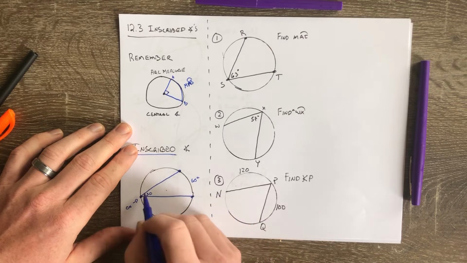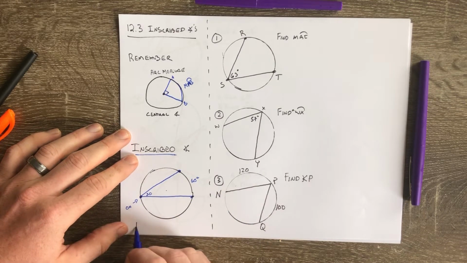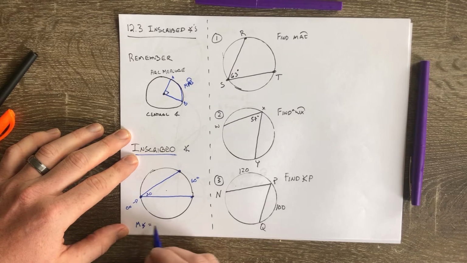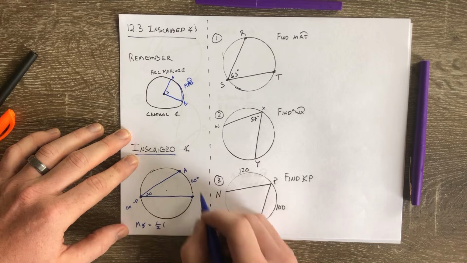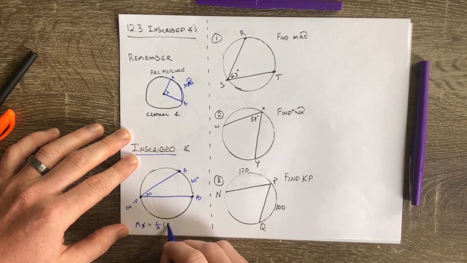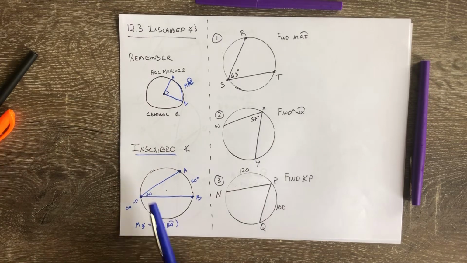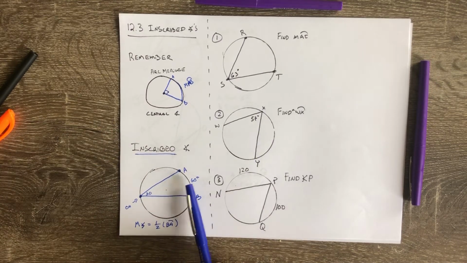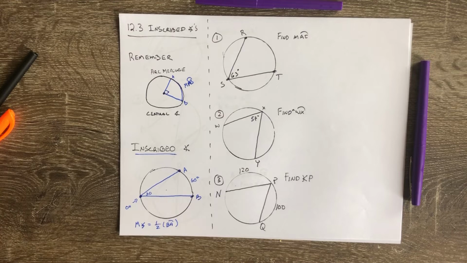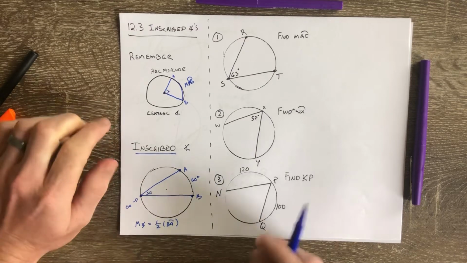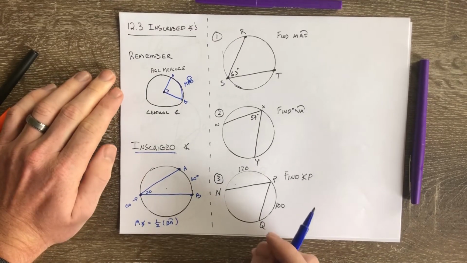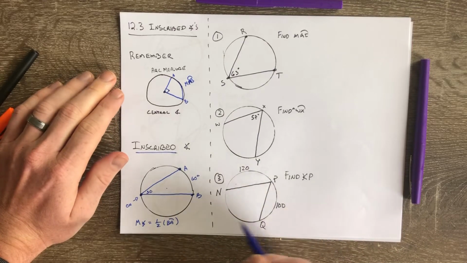Yeah, that's it. So the measure of the angle, if it's inscribed, equals 1/2 the measure of its, we'll call this AB, of its intercepting arc. So if you have the angle and you want to find the arc, you double it. If you have the arc and you want to find the angle, you halve it. Cool.